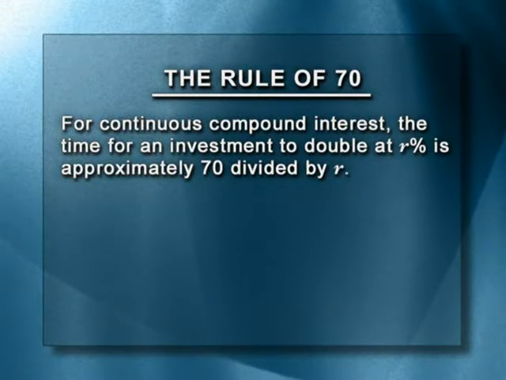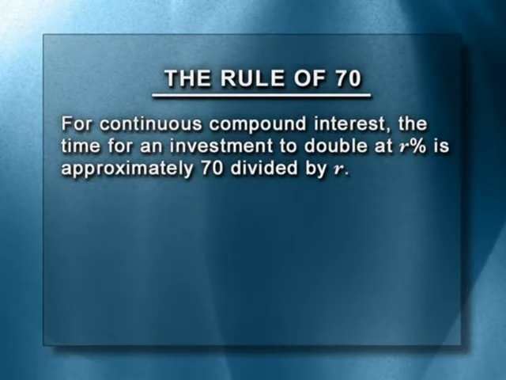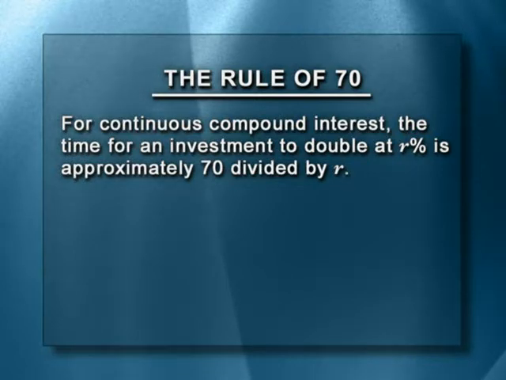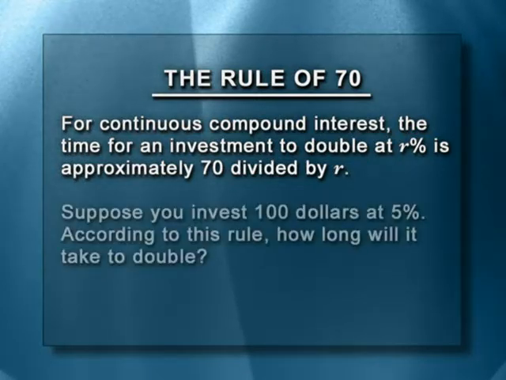Let's do an application called the Rule of 70, and then I'll show you why it's true. Here's what the Rule of 70 says. It says that for continuous compound interest, the time for an investment to double at R% interest is approximately 70 divided by R. And here R is not a decimal, it's just like 5% interest. It would be 70 divided by 5. So the doubling time is 70 divided by the interest rate.